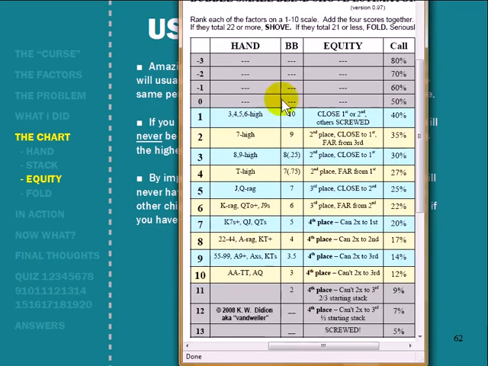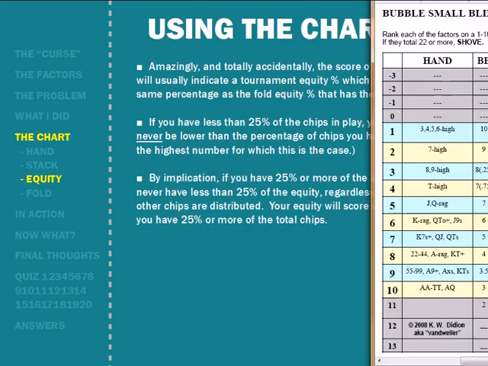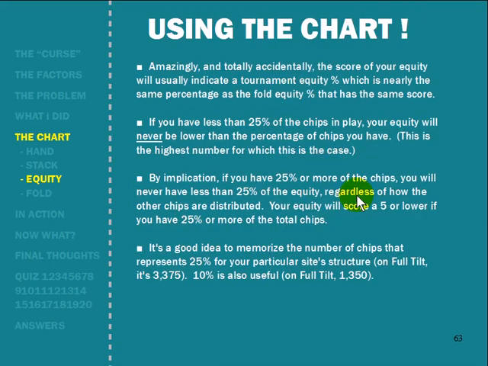So that means your equity is always going to score a 5 or less, right? I think that's an interesting thing. And so it's actually a good idea to memorize the number of chips that represents 25% for your particular site's structure. Now in Full Tilt, that 25% of the chips is 3375. So if you have 3375, you have at least 25% equity in the tournament, and maybe more, but you're never going to have lower than that.